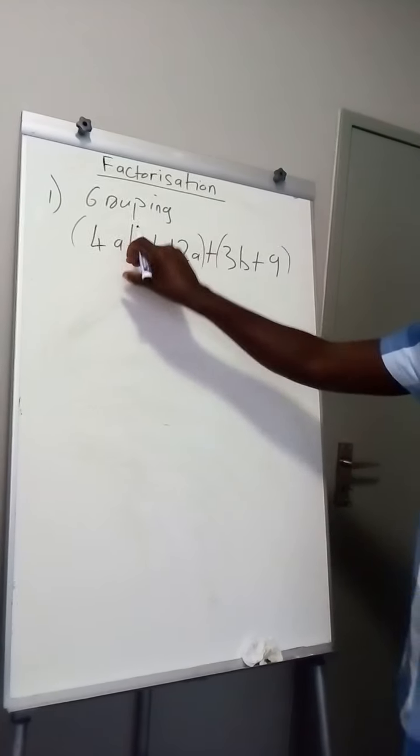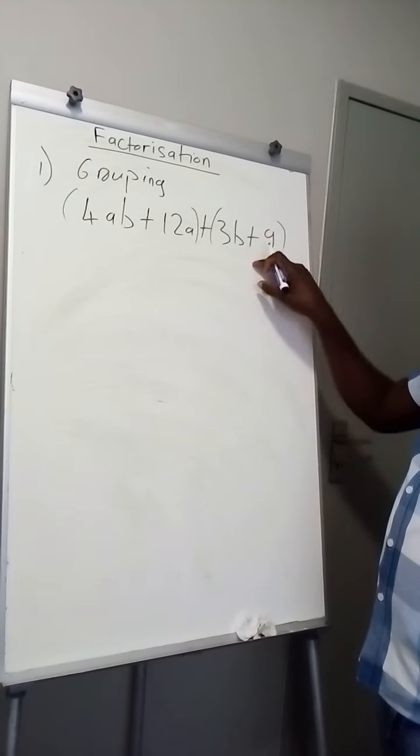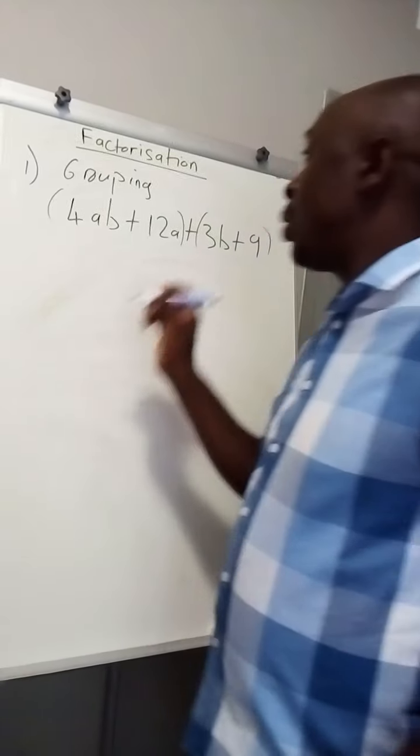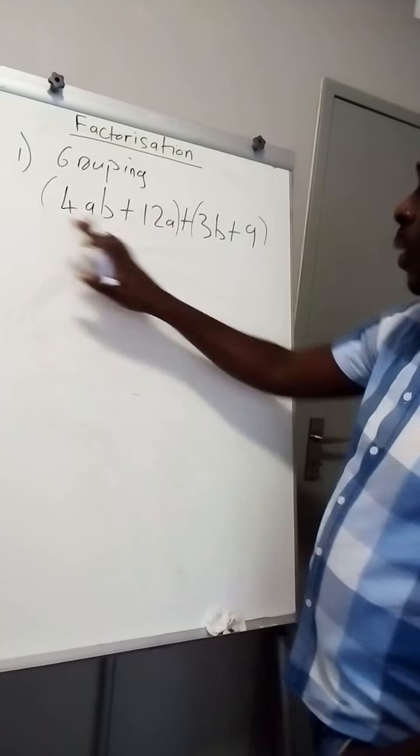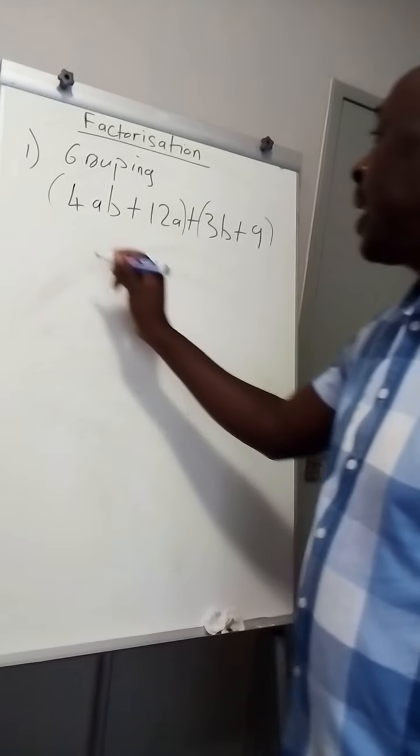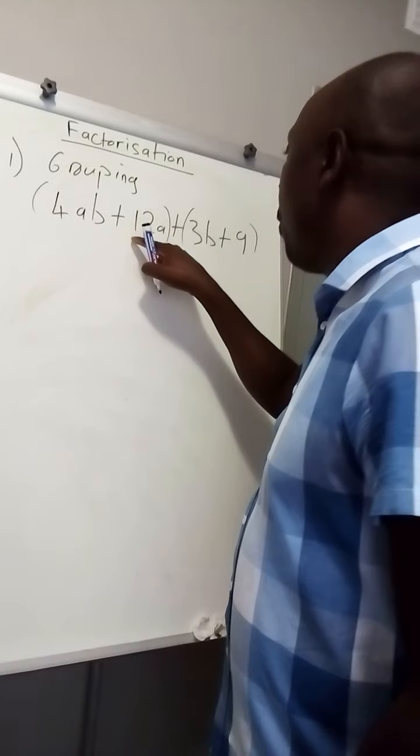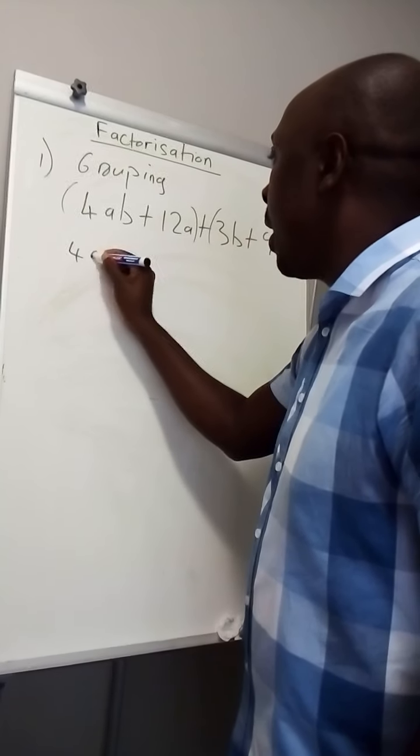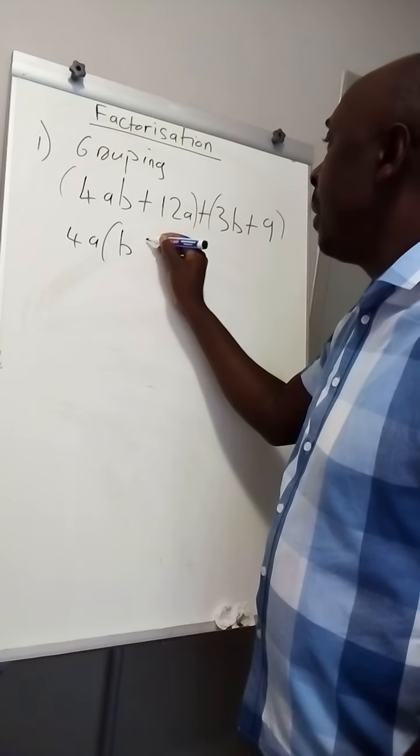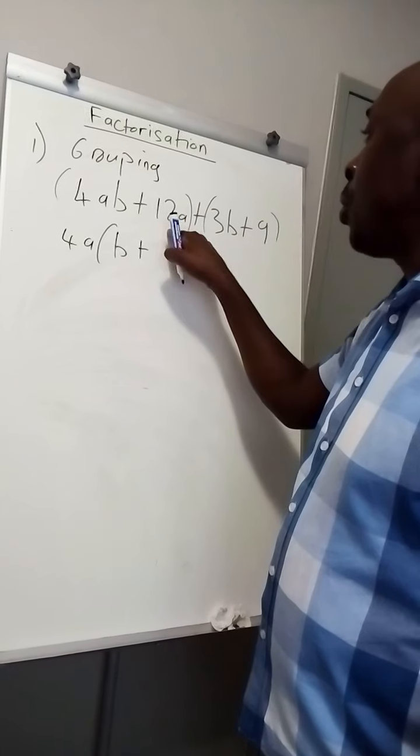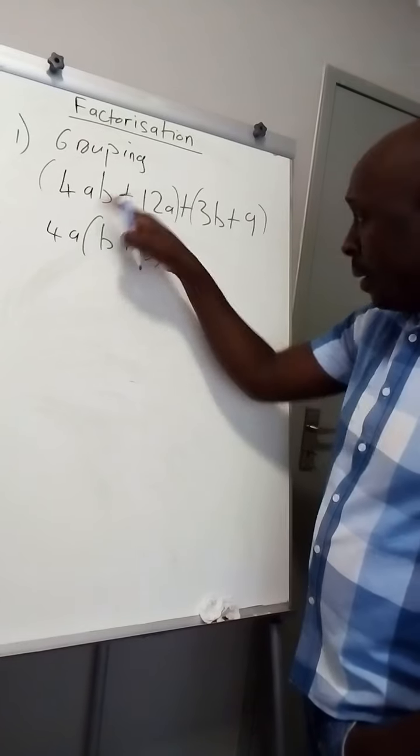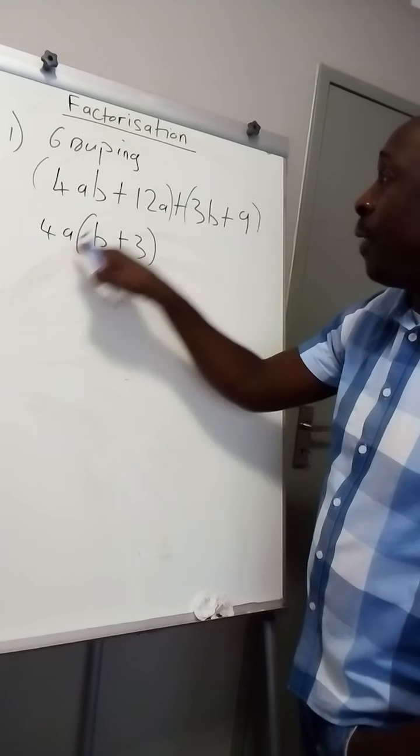Now we find the common factors for this pair and the common factors for the other pair. We've got 4ab plus 12a. In this case, 4a is common. So we have 4a outside, that's the common factor. Here we are left with b plus, and to get 12 you need 3. So 4a outside, then b plus 3.